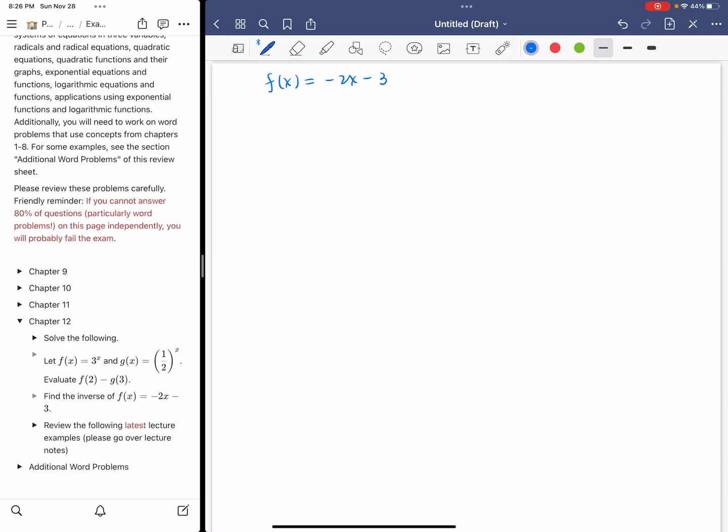Let's find out the inverse function of this. There are two ways that you could find the inverse function of a given function. The first method, let's say, will be working backwards.